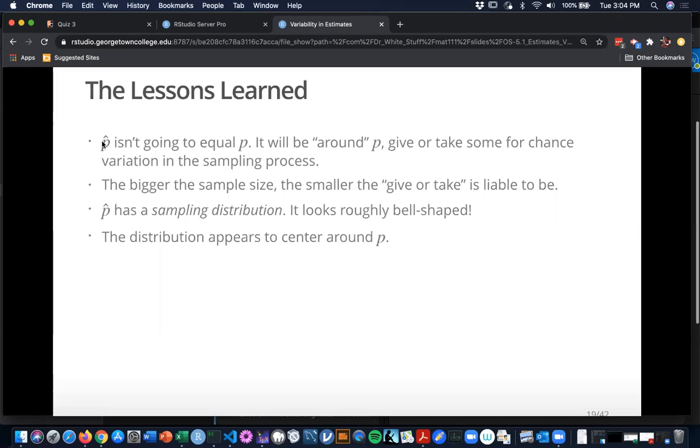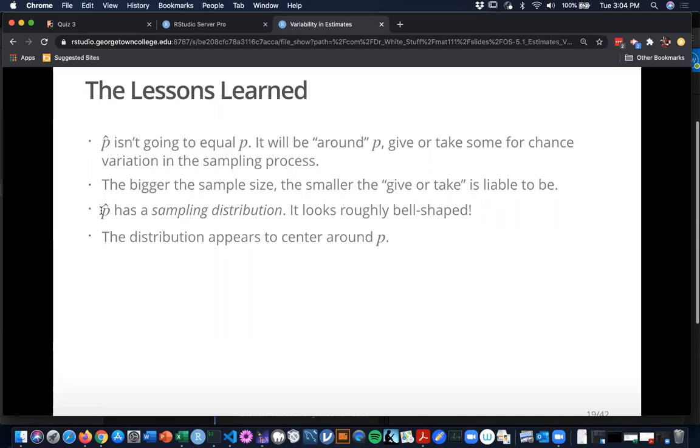One thing we learned is that p hat is just not going to equal p, hardly ever. It's going to be around p, give or take some for chance variation in who gets into the sample. The other thing we learned is the bigger the sample size, the smaller that give or take figure was.